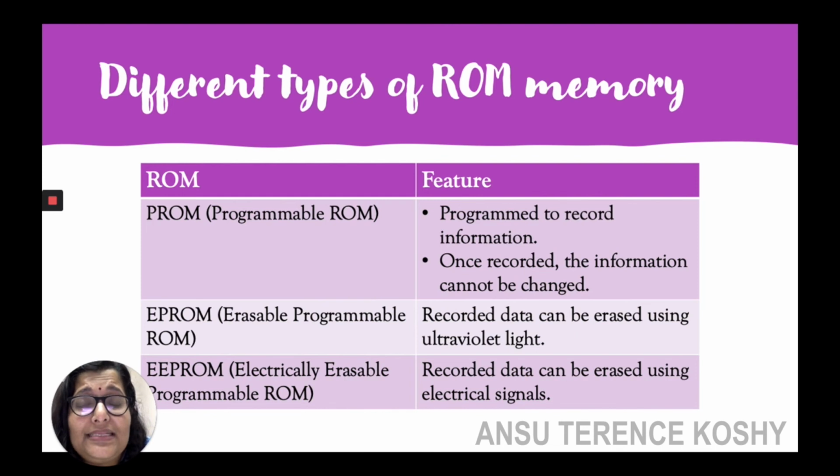EPROM or erasable programmable ROM. In this, you can record data and the recorded data can be erased using ultraviolet light. With the help of ultraviolet light, you can erase or remove the recorded data. EEPROM or electrically erasable programmable ROM. The recorded data can be erased using electrical signals. That is already told in the name itself, electrically erasable. So with the help of electrical signals, you can erase the recorded data in the case of EEPROM.